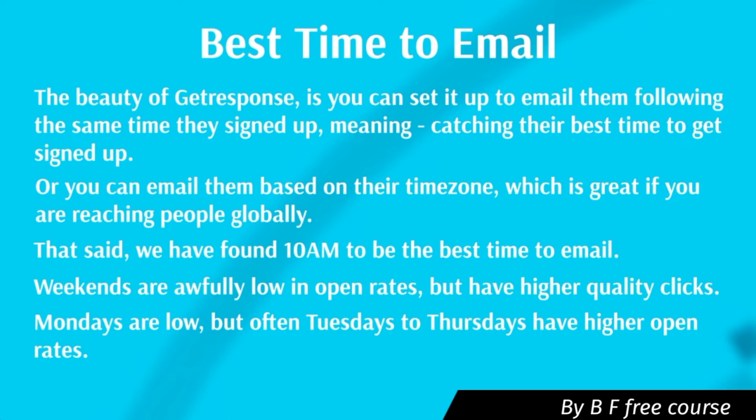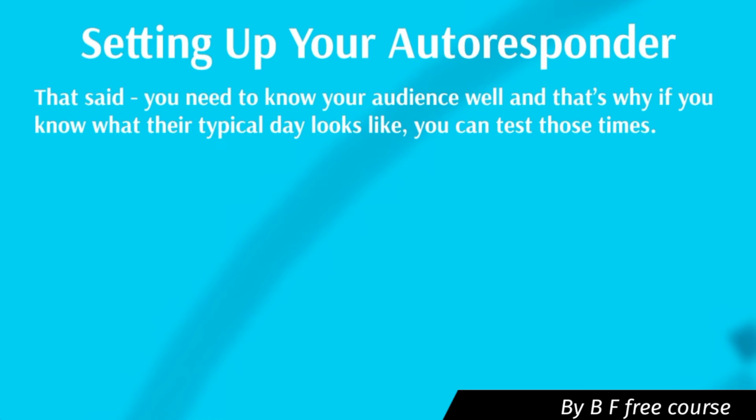Now, if you want, you can go to Google and type in the best time to email your audience in a specific niche, and you might actually get that data, because a lot of the email autoresponder services out there will collect this data and provide it to you. Like I said, at the end of the day, you don't really know.